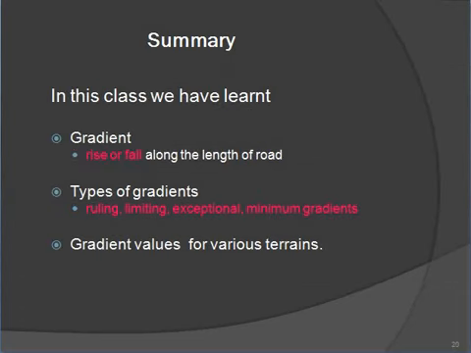So finally, in this class we have learnt what a gradient is: a rise or fall along the length of the road. We covered the types of gradients: ruling, limiting, exceptional and minimum gradients, and the gradient values for various conditions. Actually, a gradient is compulsorily located in roads. Why? Because for any vehicle to travel up and down, the gradient should be provided, and gradients will be of different types, just as we have seen. Depending upon the road condition, these gradients will be located.